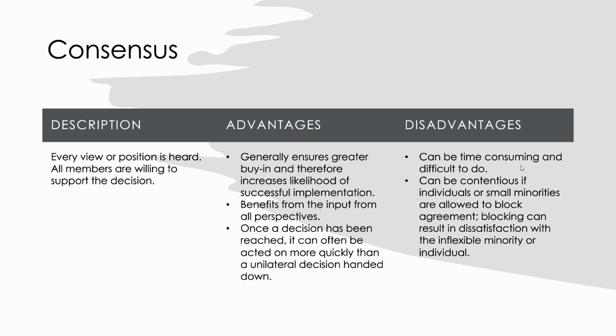So some disadvantages will be that making decisions by consensus can be time consuming and very difficult to do. It can be contentious if individuals or small minorities are allowed to block the agreement. Blocking, when people are allowed to block so that we can't come to a consensus, can result in dissatisfaction with that inflexible minority or that individual. So consensus means we have to get everybody's opinion, and there could be people that will be inflexible and prevent those decisions from being made. And that could cause people to become discouraged, and it could cause issues within that team.